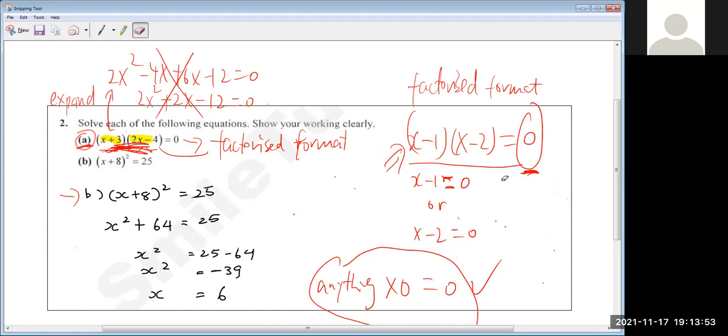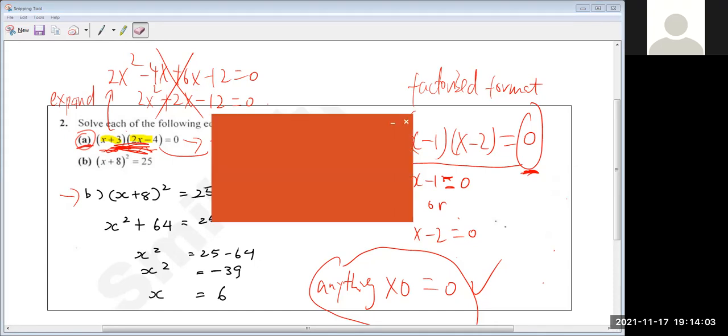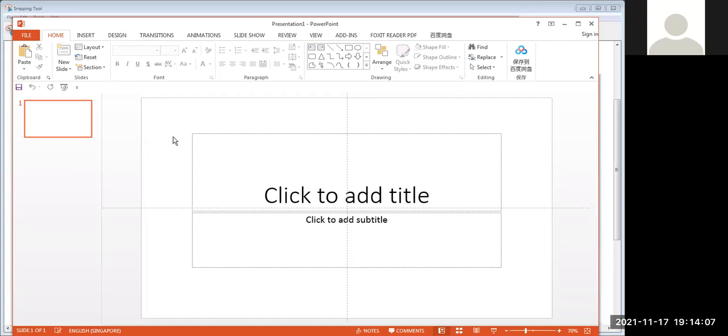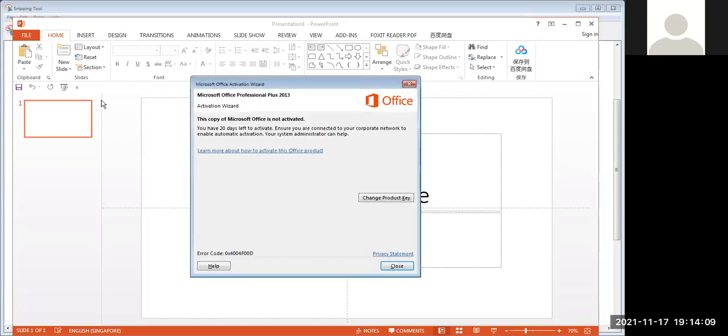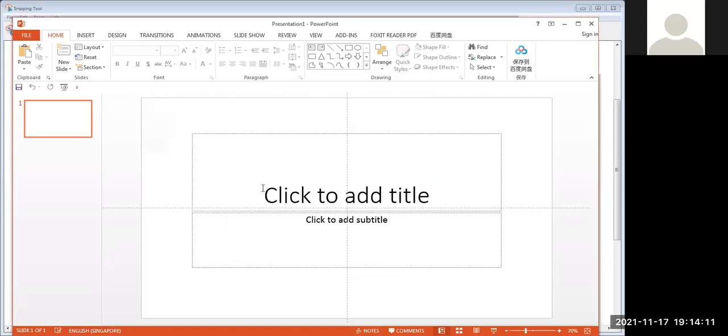No. Okay. So let me just go to PowerPoint. But do you agree that anything times 0 is 0? Yes. Okay, good. So then remember this concept. Anything times 0 is 0. So let me just close this first.